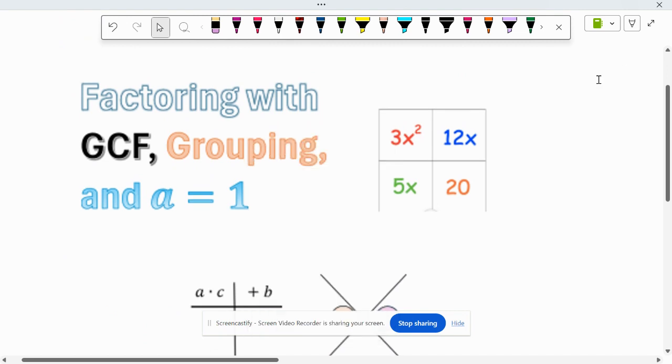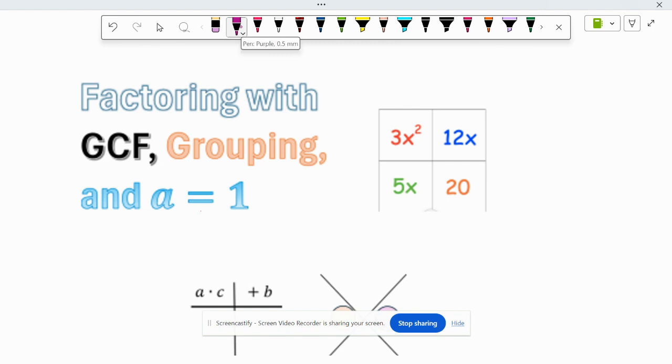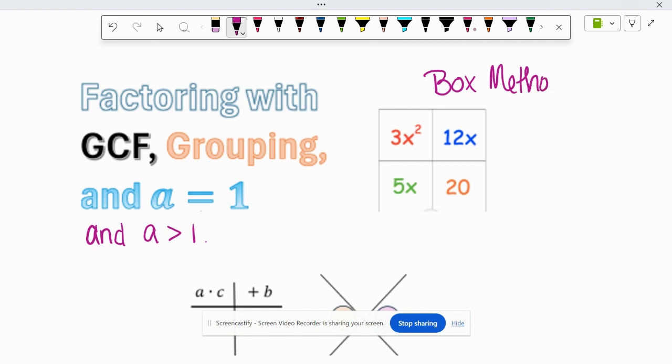So really, all of these methods go over factoring a GCF, factoring with grouping, factoring with A equals 1, and when A is greater than 1. So that first method that you see is called what kind of method? Yeah, this is the box method.